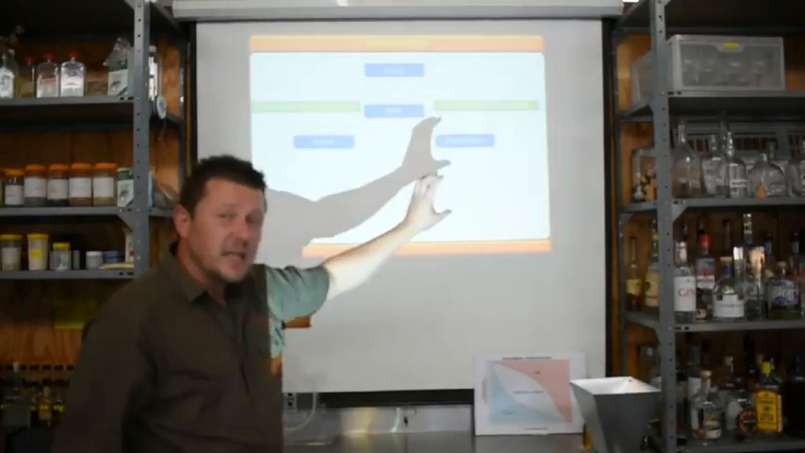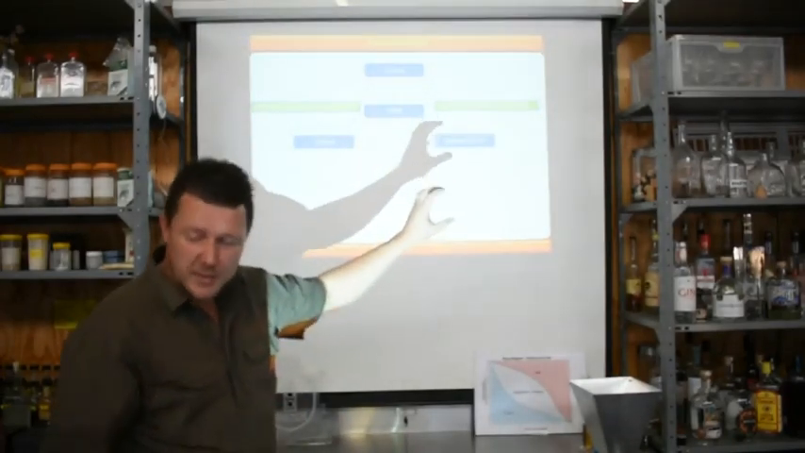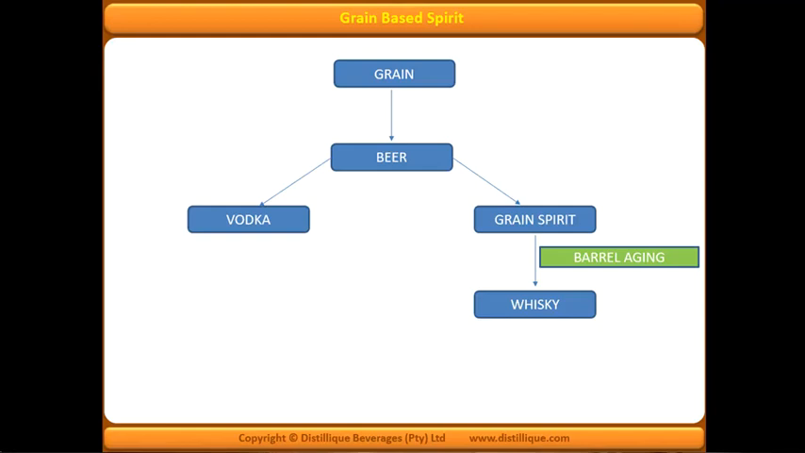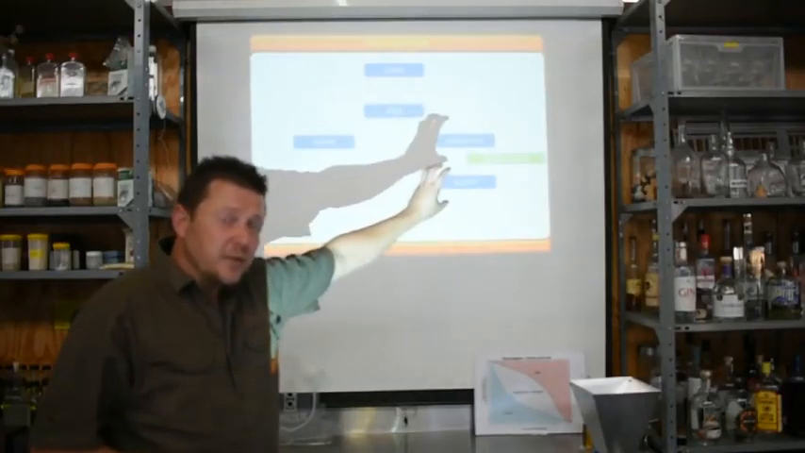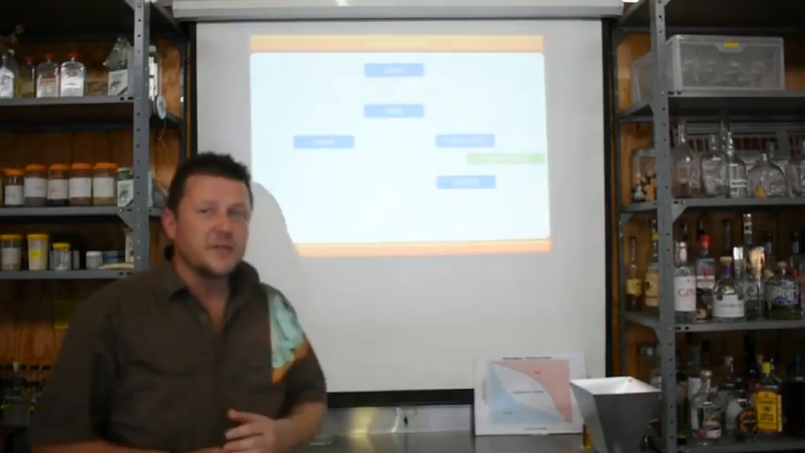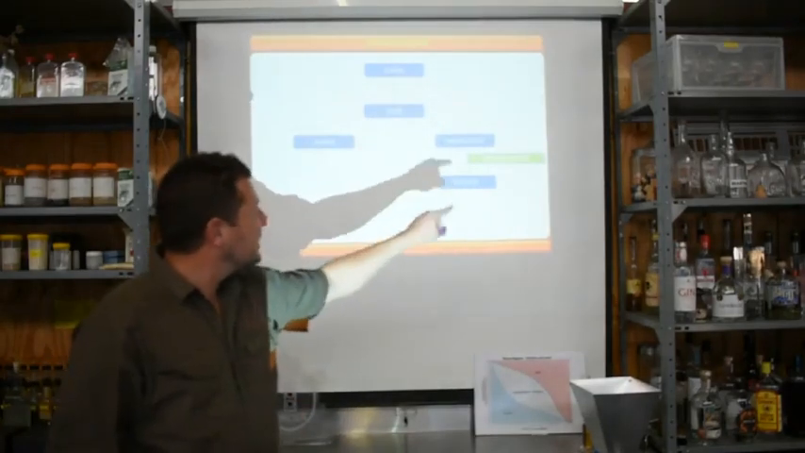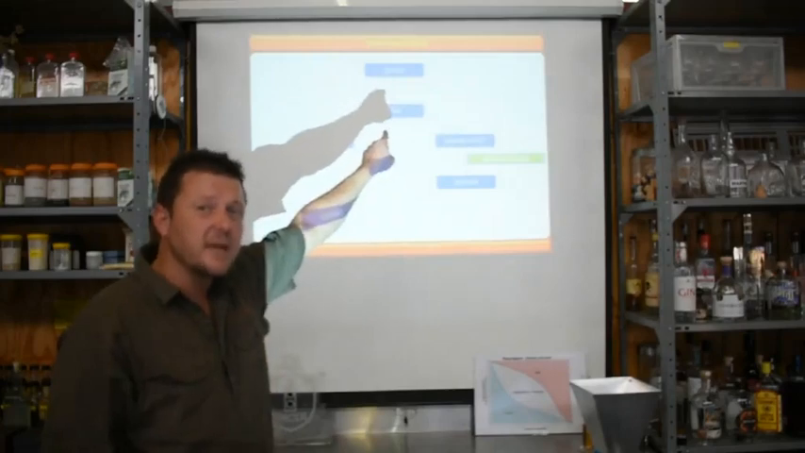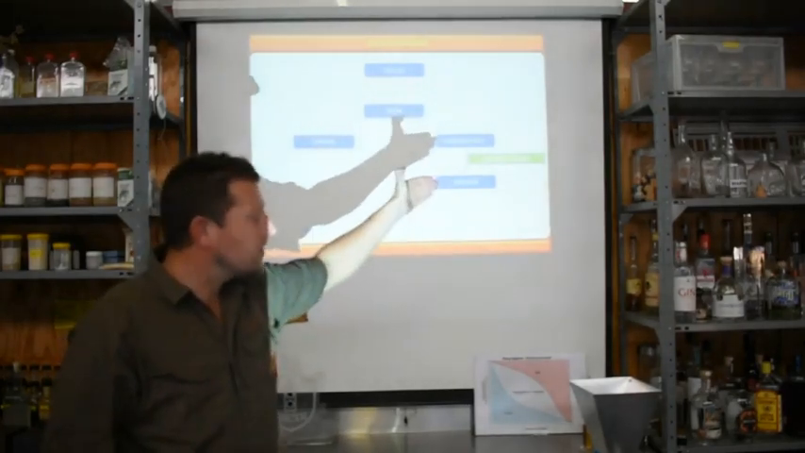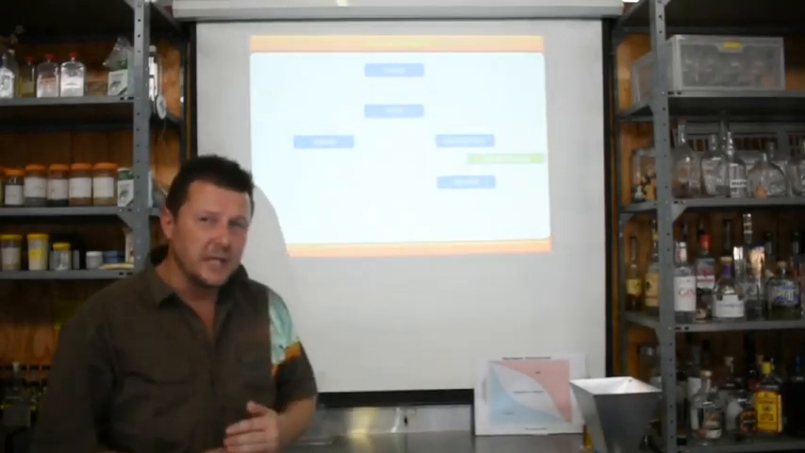If I then take that grain spirit, which has retained the flavor of the raw material, and I barrel age it, well, then I've made a whiskey. So again, a choice, turning the grain spirit into whiskey through the process of barrel aging. Whiskey must retain the flavor of the beer, which retains the flavor of the grain, but by barrel aging, I convert the neutral spirits into whiskey.